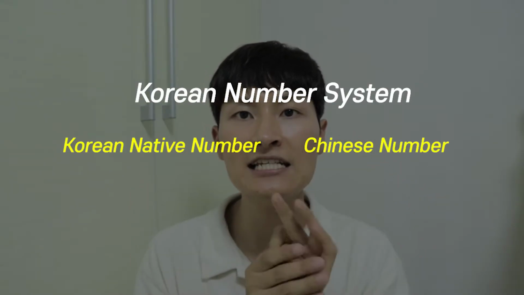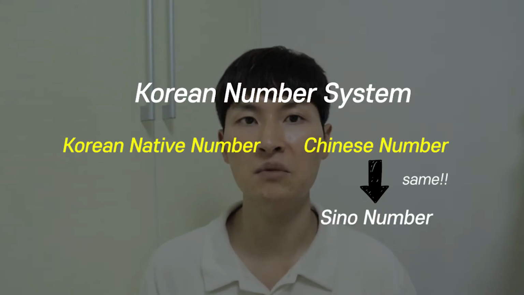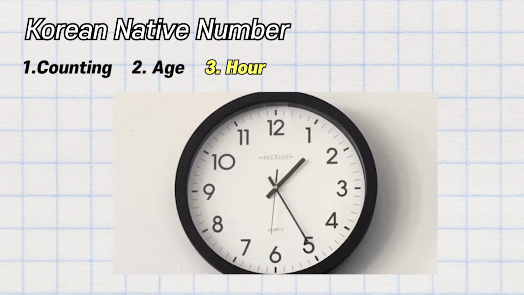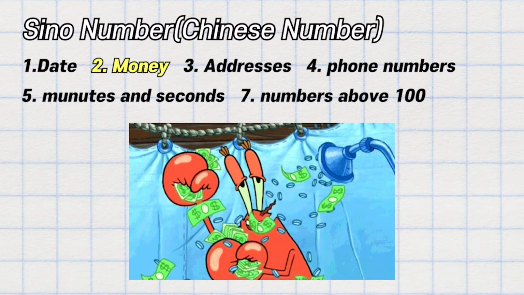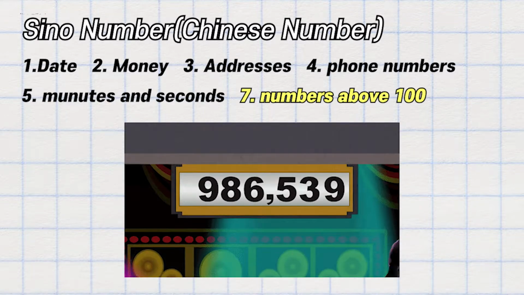Have you heard of the Korean language is historically influenced by Chinese? Some Korean words have both a native Korean word and a Chinese character word. We have the same rule in the Korean number system. Basically, we use Korean native numbers and Chinese character numbers. The Chinese character numbers are also called Sino Korean numbers. We use Korean native numbers for counting, ages, hours. And we use Korean Sino numbers for dates, money, addresses, phone numbers, minutes, seconds, numbers above 100.